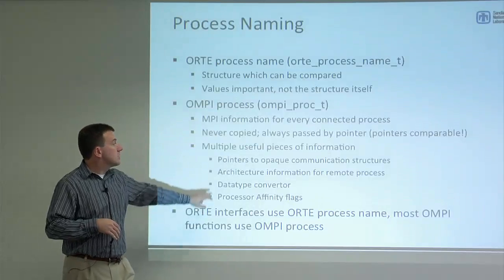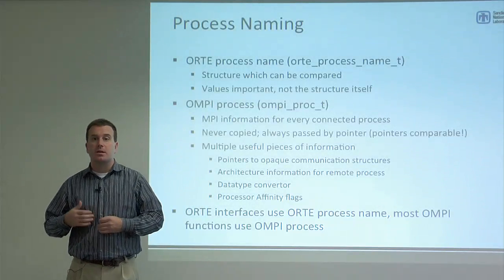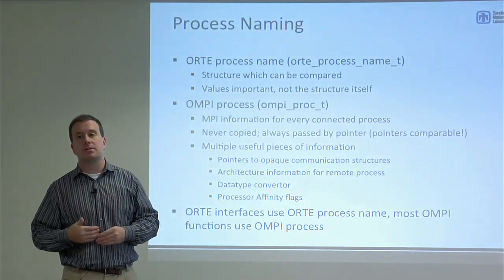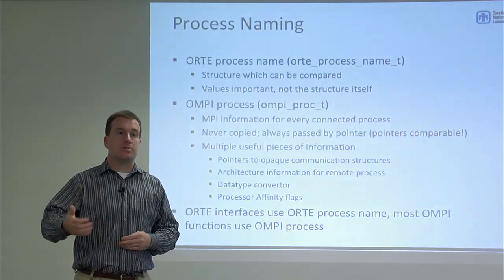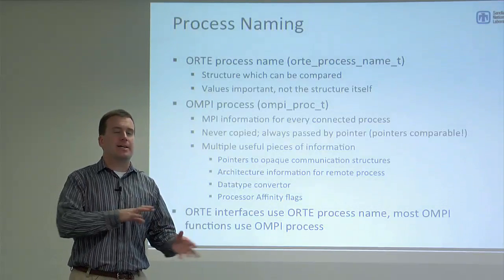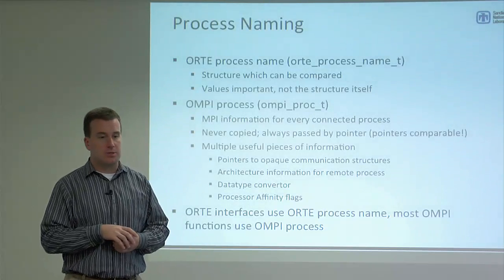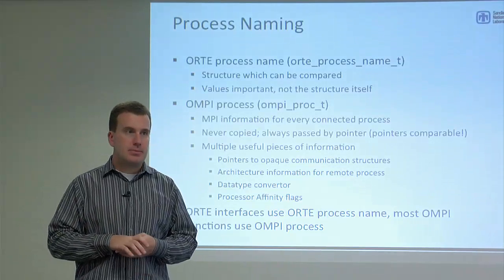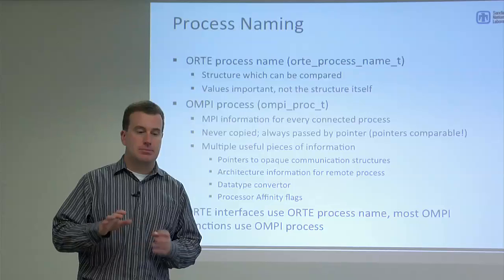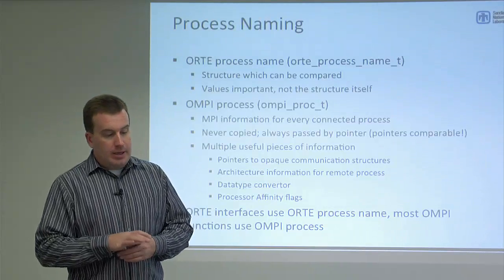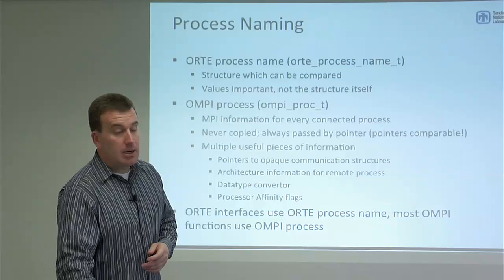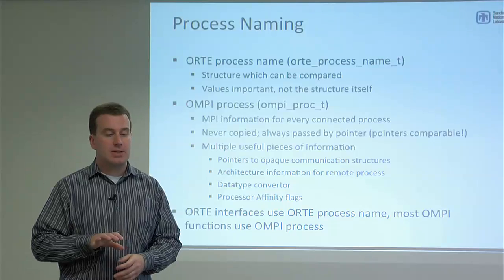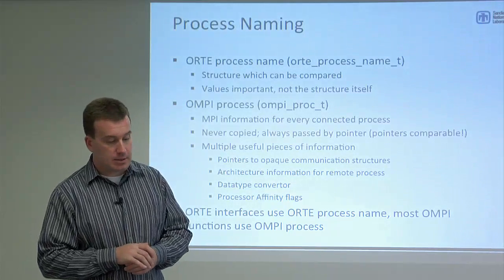They also include architectural information. For instance, is this the same architecture as I am? Is it big endian or little endian? Is it IEEE floating point or one of the other kinds of IEEE floating points that you run into? Things that are important for HPC that, if you're just moving bytes around, may not be as important. It also has a data type converter. We'll talk about this in a second, and some processor affinity flags. Again, we'll talk about more in a second.